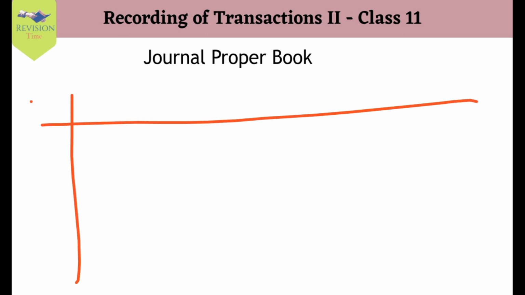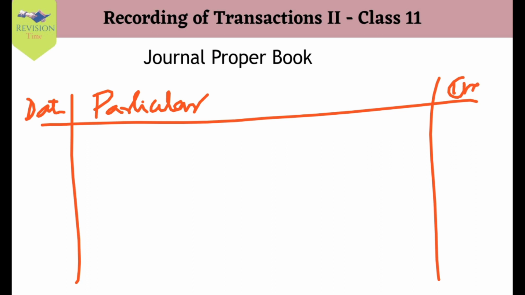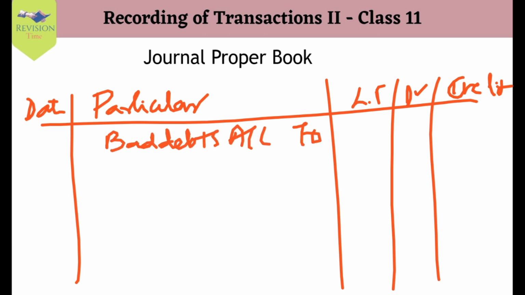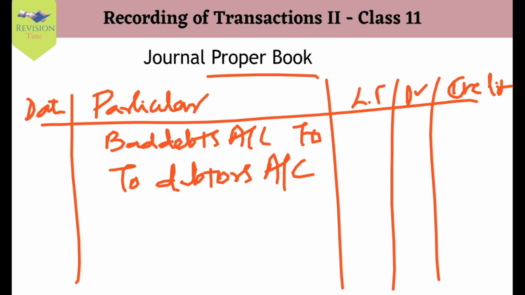So Journal Proper is nothing but a journal book. Here it will have date, particulars, debit, credit and ledger folio. For example, now we are recording an entry for bad debts. So it will be bad debts account debit to debtors account. Here there is no mention of cash, no mention of purchase or purchase returns. For such transactions, the Journal Proper Book is important.